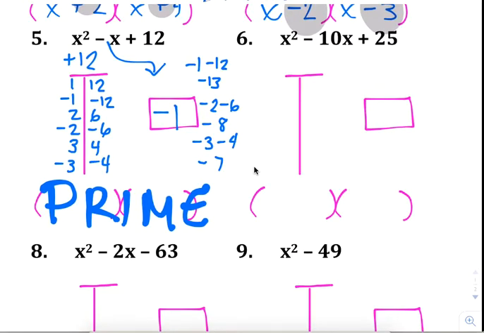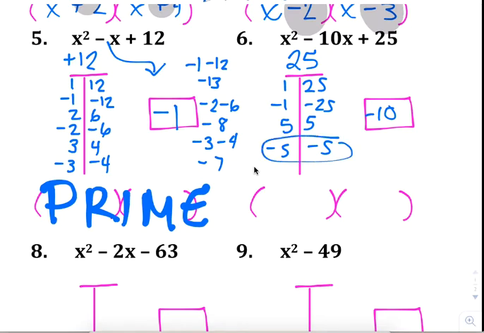All right, we're going to put that 25 on the top of my T and start listing them out. 1 and 25, signs are the same. Negative 1, negative 25. 5 and 5, signs are the same, so negative 5, negative 5. We are trying to make a negative 10 right here, so I'm going to put it in the box. Which pair adds up to make a negative 10? We need the negative 5s. So x minus 5, x minus 5.